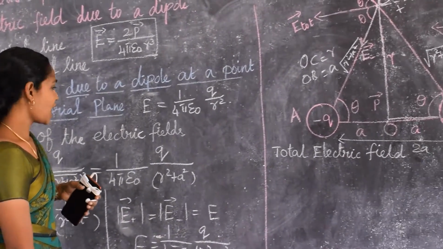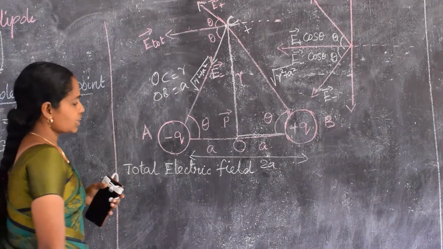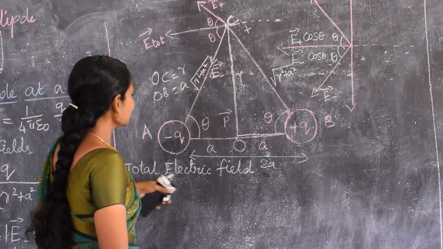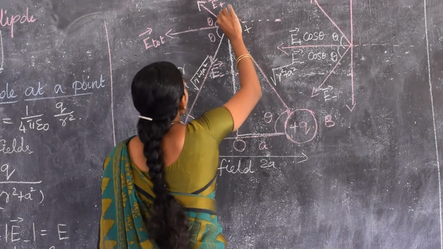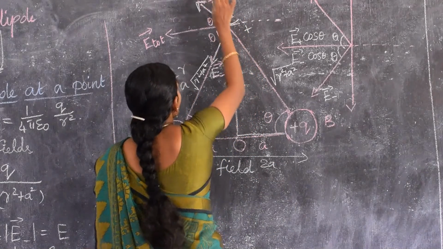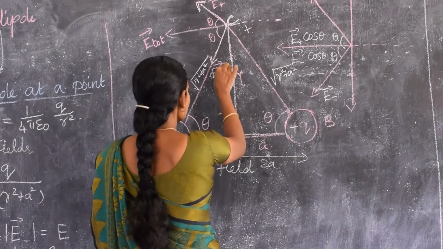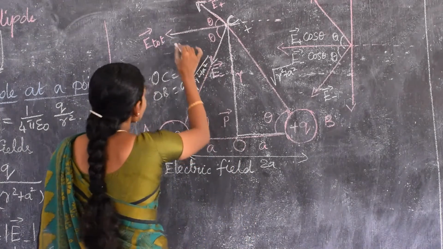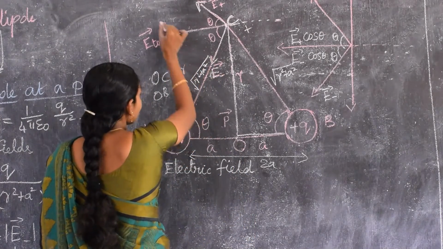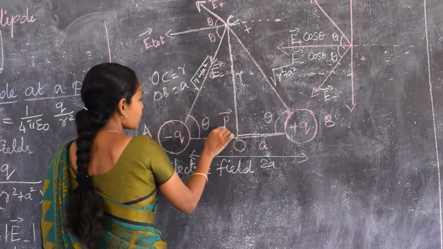Now we have to calculate the total electric field. This is the direction of E vector plus and this one is the direction of E vector minus. We have to find out the resultant here. So the resultant must be in the opposite direction of the electric dipole.